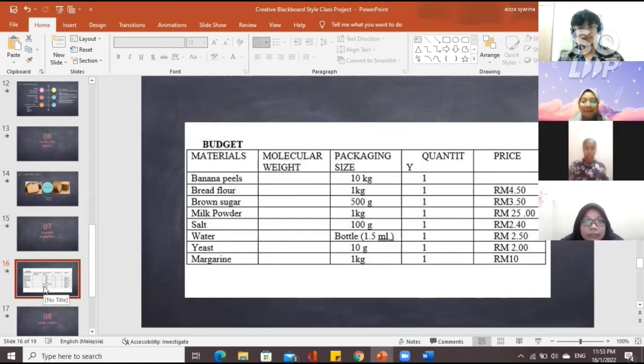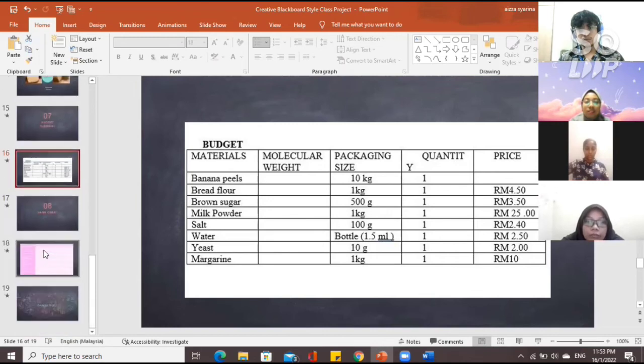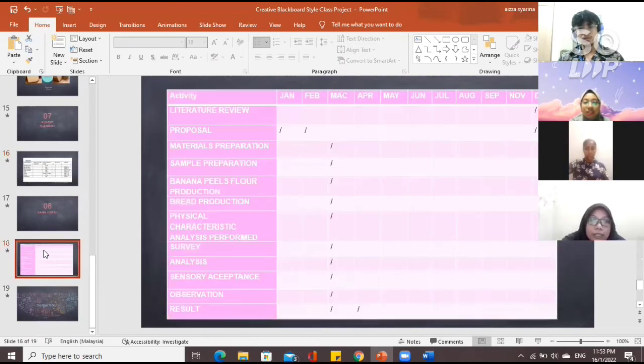The other materials we will use are salt, RM2.40 per 100 gram, water, RM2.50 per bottle, yeast, RM2 per 10 gram, and the last one is margarine. The price is RM10 per 1 kilogram. The total budget for our product is RM49.90. And I will explain about our activities.